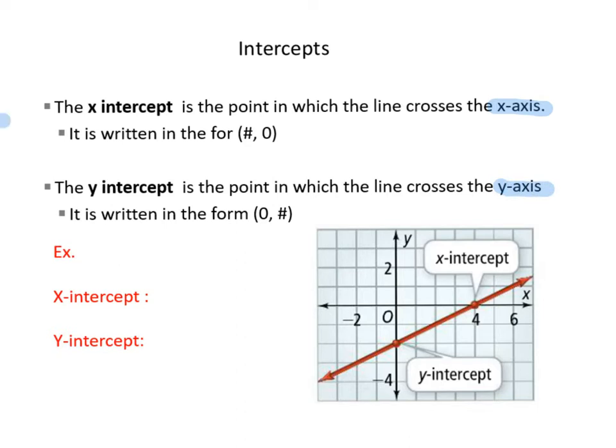In this example, the x-intercept is right here, and we would write the location of the x-intercept as (4, 0). The y-intercept is located right here, and we could say that the y-intercept is located at (0, negative 2).